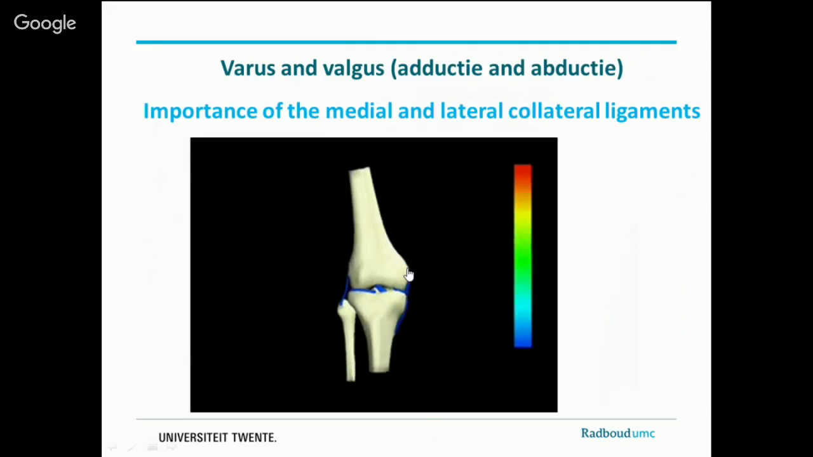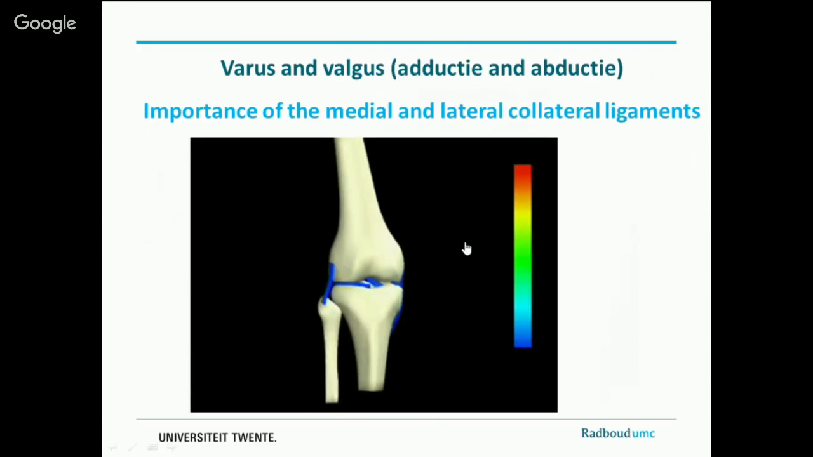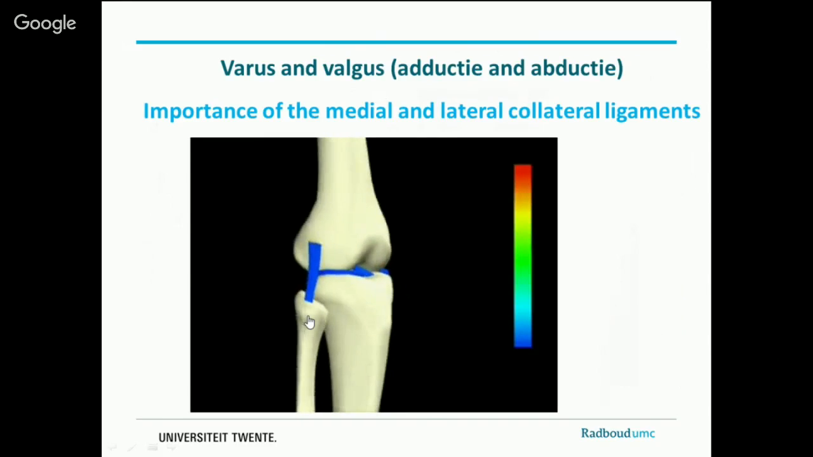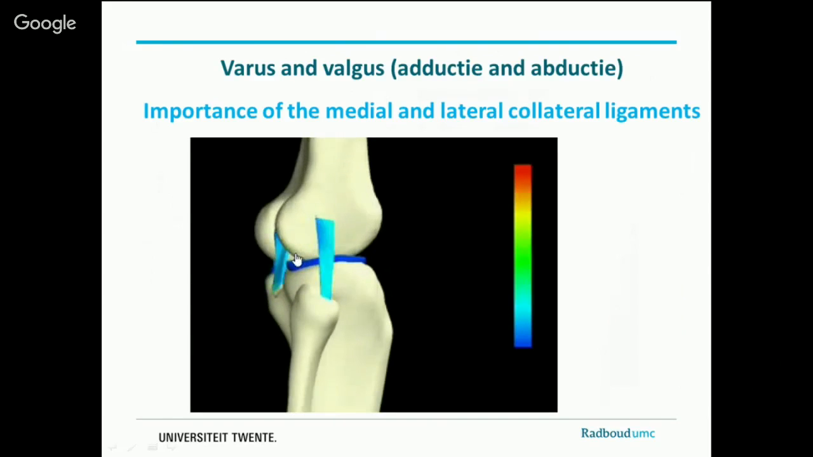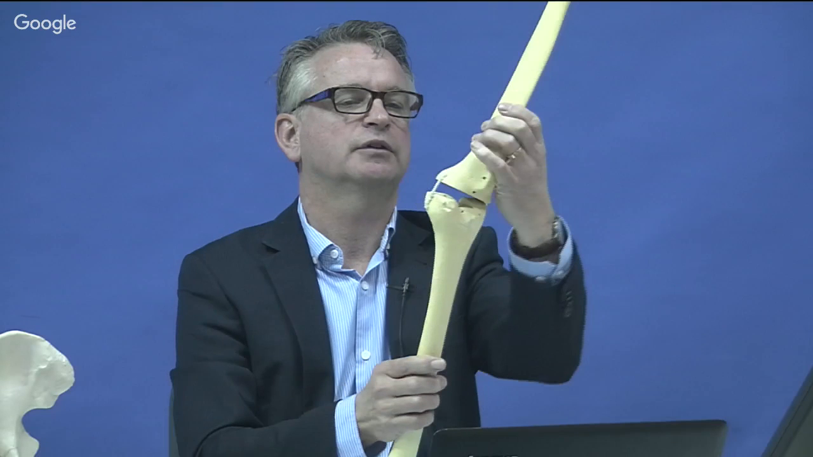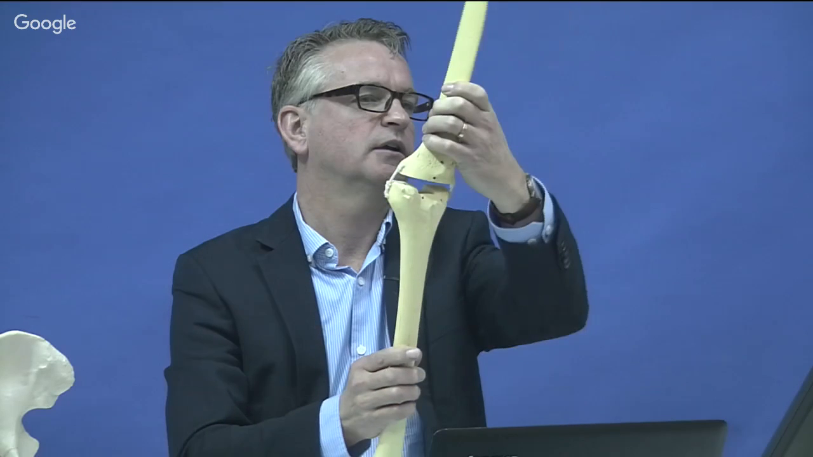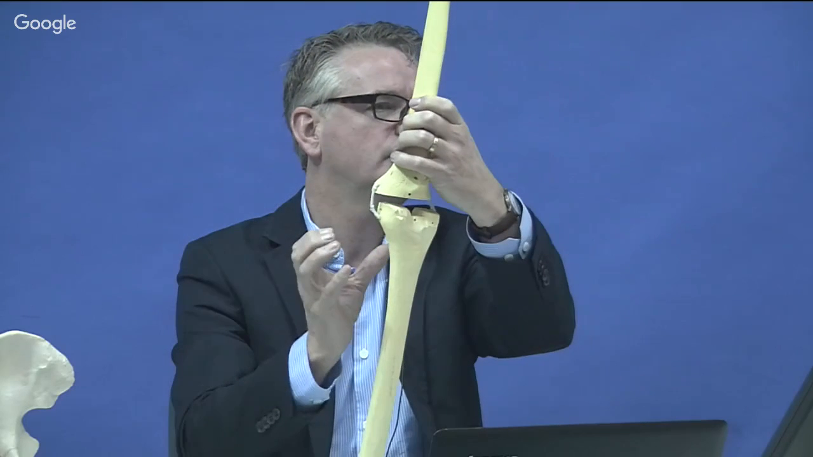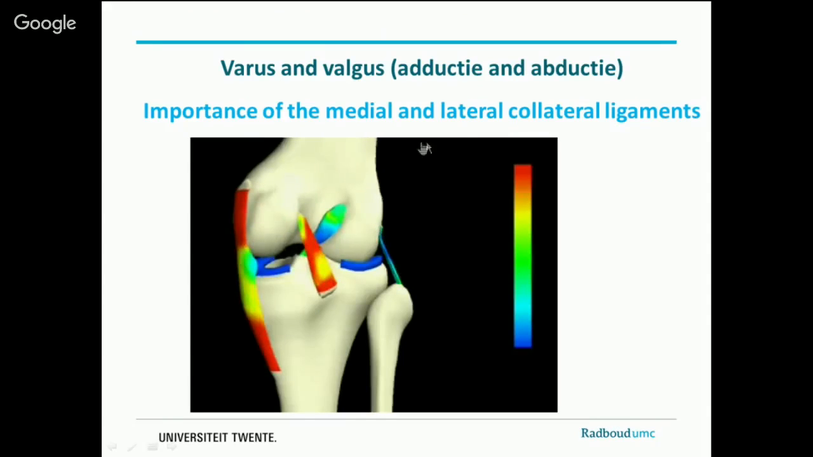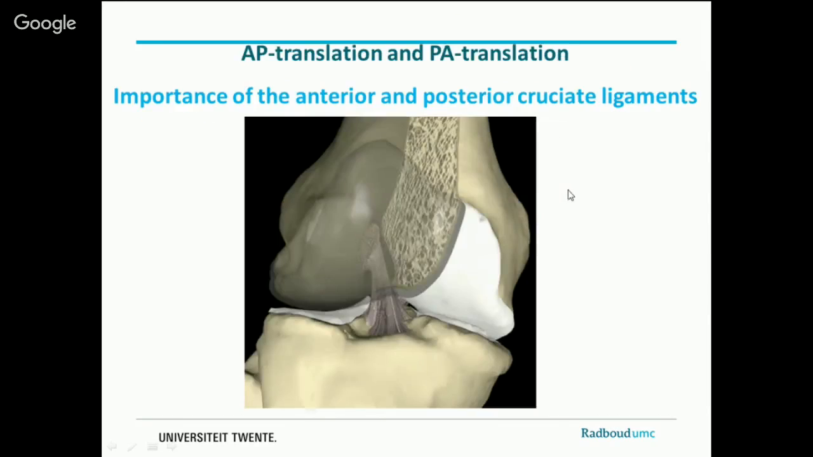If we go to the ligaments, you can see here an animation which is just for educational purposes. You can see that these ligaments are stretched. So this is varus valgus. If you force it in varus valgus, these collateral ligaments do their duty to stabilize the joint. So these are the medial and lateral collateral ligaments.